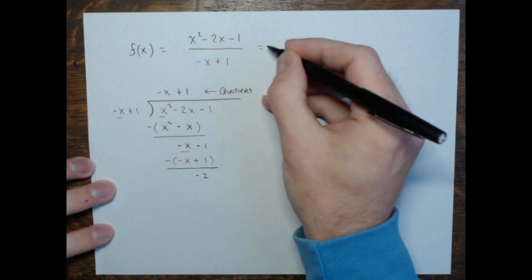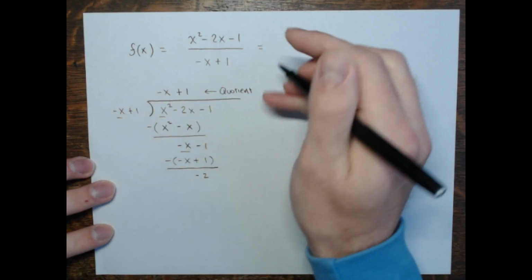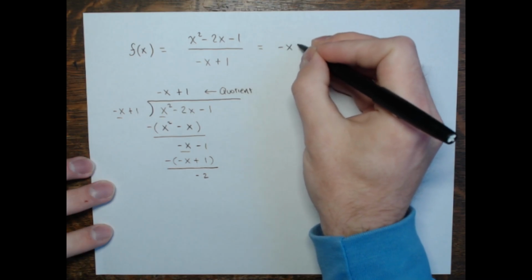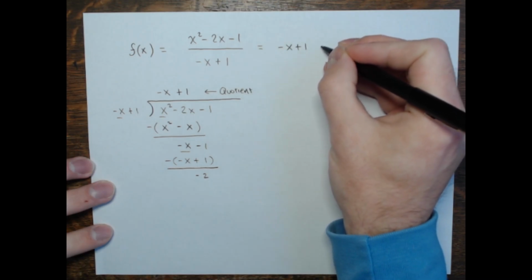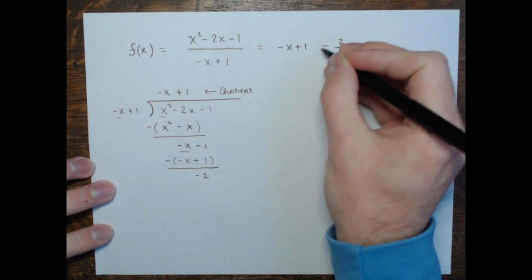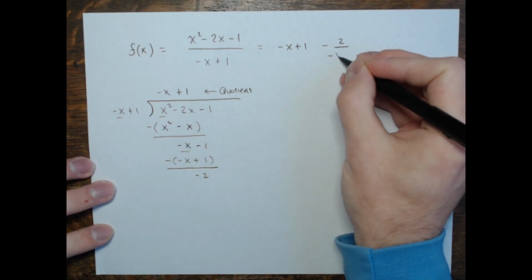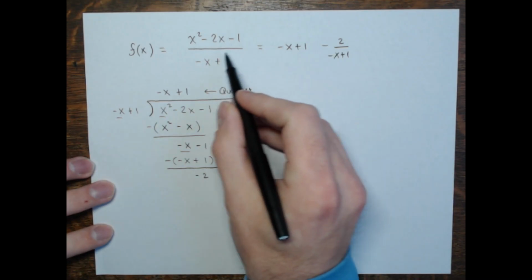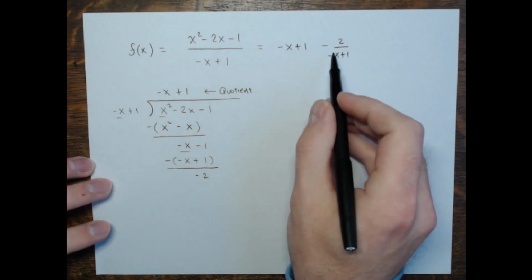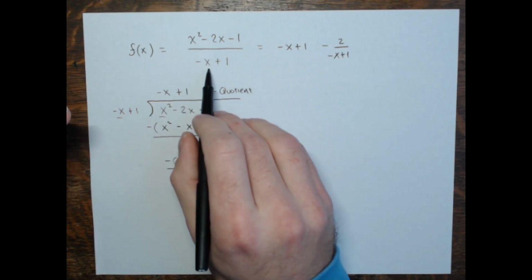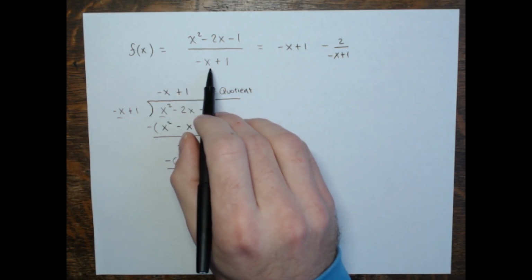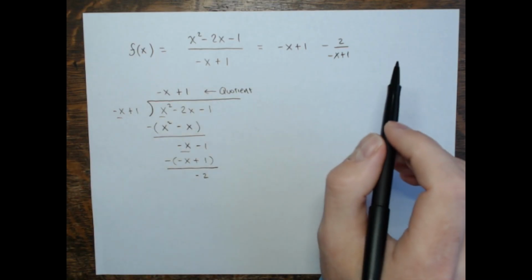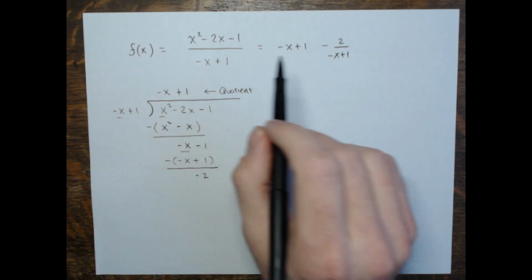All right, if I were to rewrite this fraction, I could write it as -x plus 1, and then -2, that's the remainder, -2 over -x plus 1. These have the same value, no matter what you plug in, as long as you're not plugging in 1, right? This would have a vertical asymptote at x equals 1, because it's not defined there.